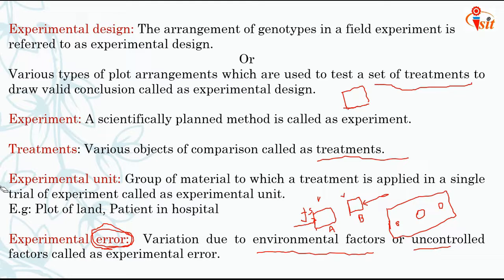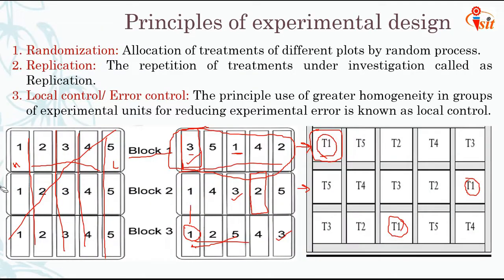And our main motto of experimental design is to reduce the experimental error, by making replications, or by making homogeneous blocks, rows, columns, or by making main plots, subplots, and ultimate plots. In that way we can reduce the error. Only one design is there where local control is not operated, that is CRD, because whatever material we use in the CRD is highly homogeneous. So these are the principles of experimental design.